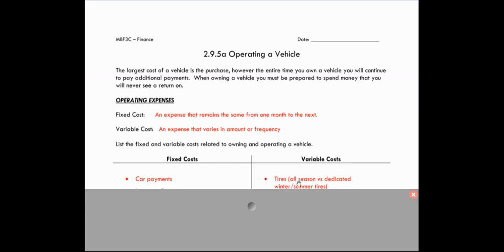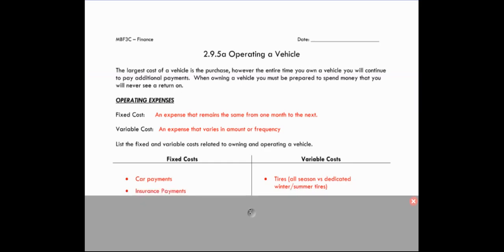You're going maybe back and forth between all-season and dedicated winter or summer tires. And so you could be switching your tires, which has a cost to it, having them removed and put back on. Your insurance payments are usually done as a monthly payment, or maybe once a year, but those are fixed costs. They don't tend to vary. They set a price for you for the whole year, and then you stick to that price.